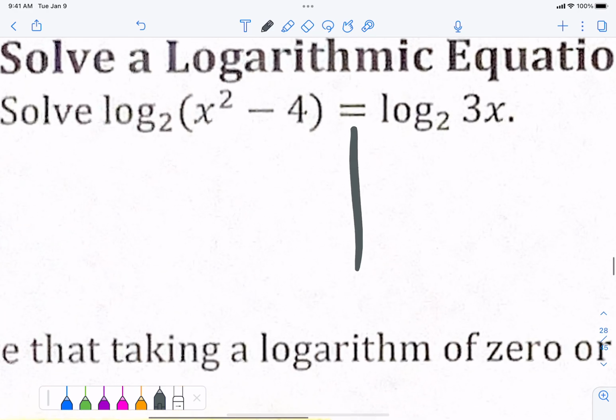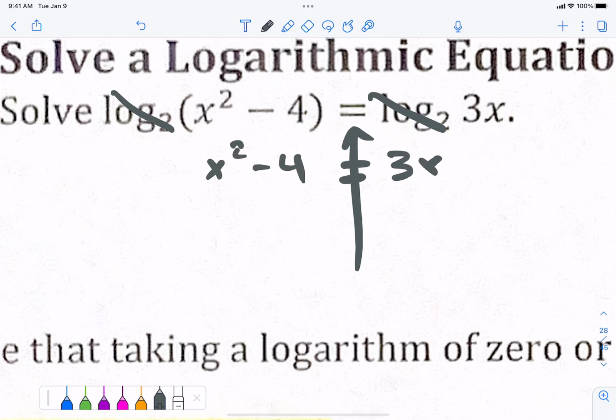Ready? Here's your equal sign. What shall we do? Can we cancel the logs off? Yeah, there's only one log on each side, right? This is underneath of the log, okay? So we've got x squared minus 4 equals 3x.